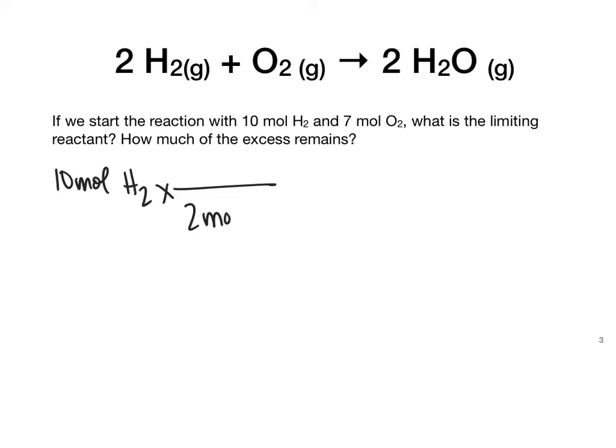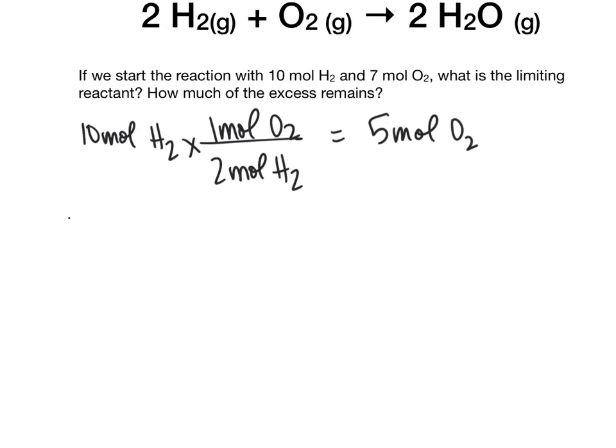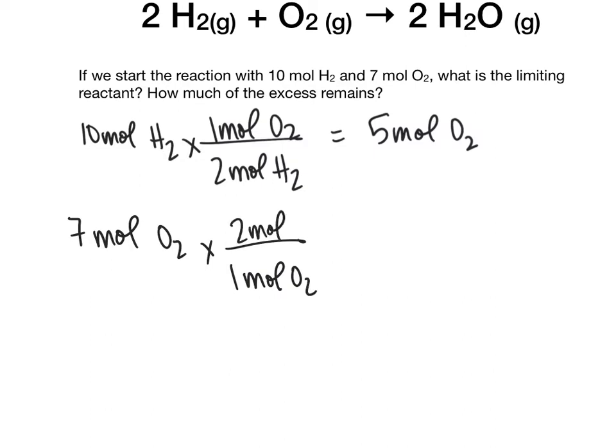So if there are 2 moles of H2 and 1 mole of O2, which means that we need to have 5 moles of O2. So in this case, we could stop right here. This will tell us what is our limiting reactant. But let's say you had chosen to work first with oxygen. So what do we do with that? So 7 moles of O2. There's 1 mole of O2 for every 2 moles of H2, which means that you need 14 moles of H2.